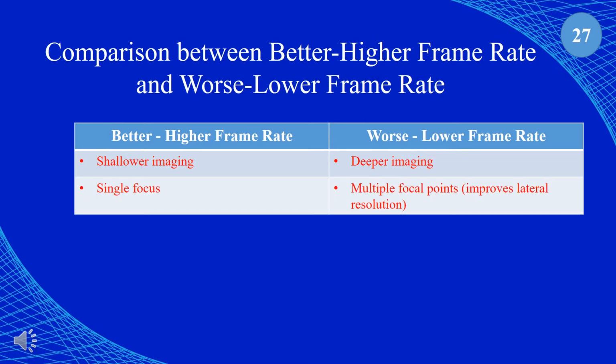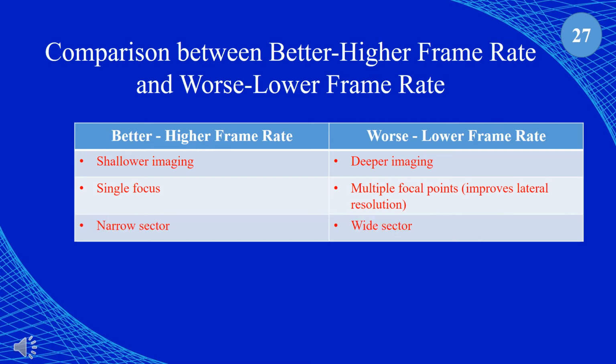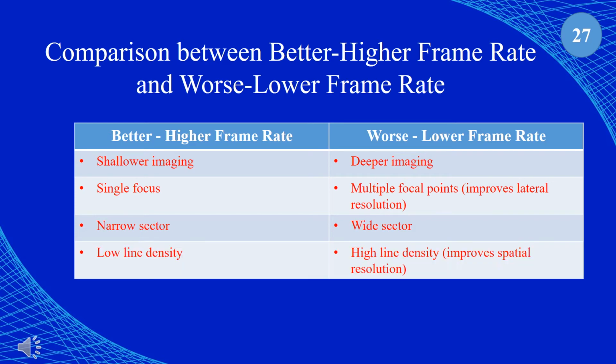Better, higher frame rate has a single focus. Worse, lower frame rate has multiple focal points, which improves lateral resolution. Better, higher frame rate has a narrow sector. Worse, lower frame rate has a wide sector. Better, higher frame rate has a low line density. Worse, lower frame rate has a high line density, which improves spatial resolution.